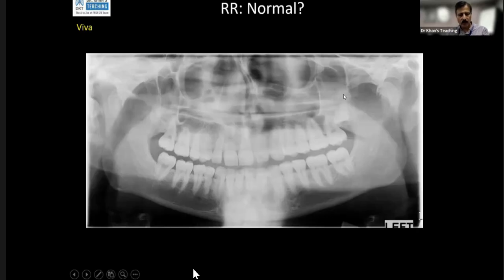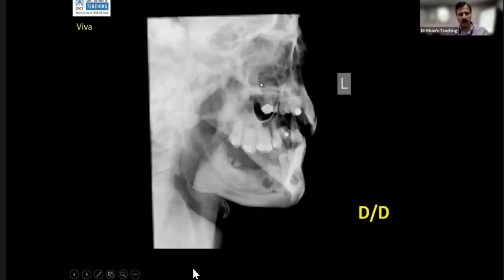Normal, abnormal? Abnormal. There is left-sided temporomandibular joint dislocation and probably on the right side too. So bilateral dislocation TMJ. Excellent. So this thing should have been sitting here. This thing should have been sitting here. Bilateral TMJ dislocation. Can you describe the findings here?